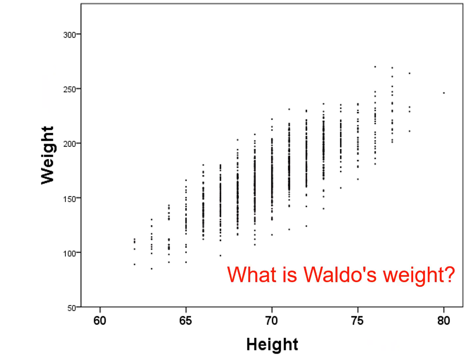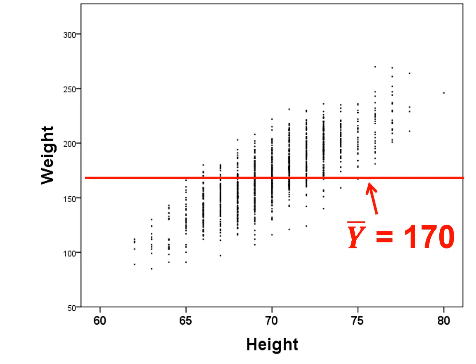So how can we go about answering the question, what is Waldo's weight? This line shows us the mean of y. In a scatter plot, this is one way we can show the mean of the y variable. It's a horizontal line drawn at the mean of y, which we know is 170. The line helps us to see which men are above the mean of y, these above the red line, and which men are below the mean of y, these dots below the red line.